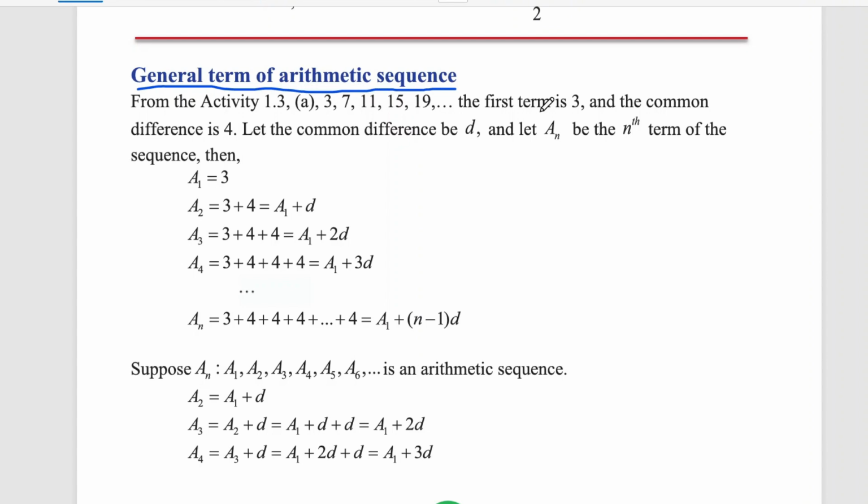So from activity 1.3 A, 3, 7, 11, 15, 19, the first term is 3 then the common difference is 4. Let the common difference be D.